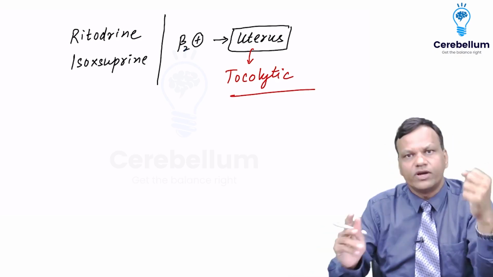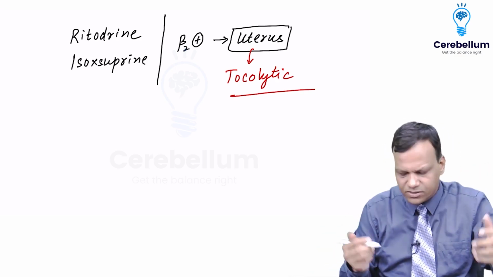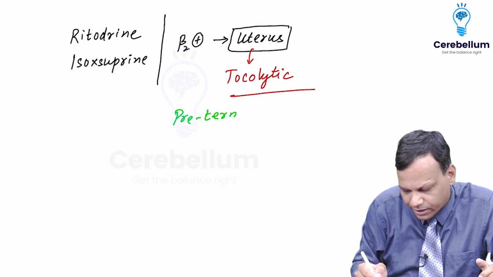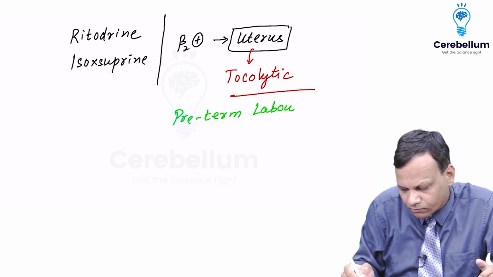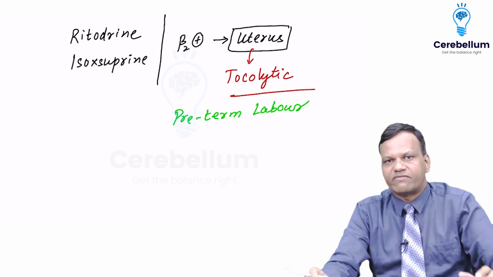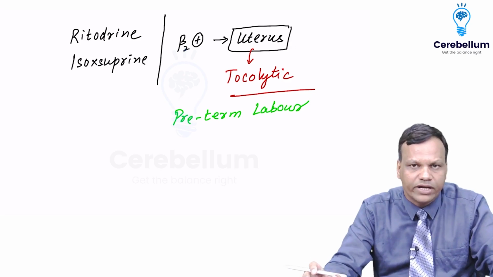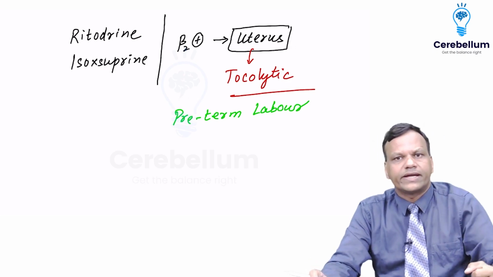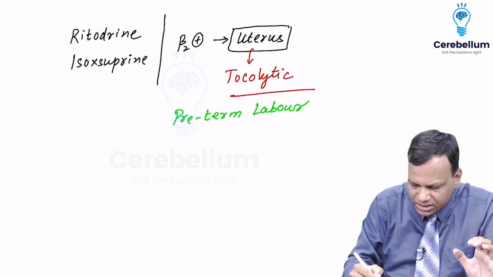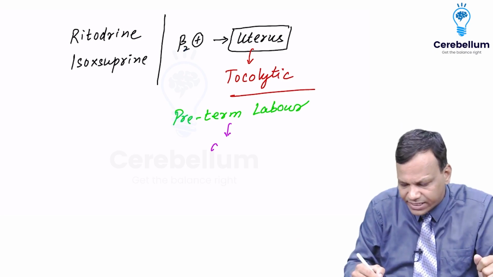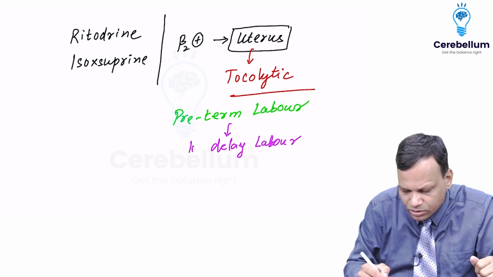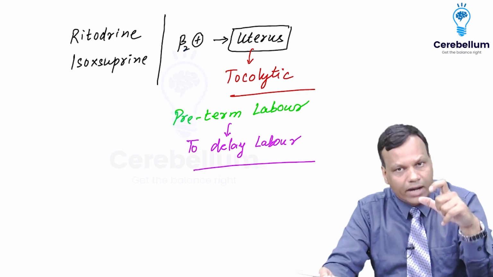And in which condition do you want to relax the uterus? Yes, we discussed earlier also, in case of preterm labor. So these drugs are used in preterm labor. Labor pains have started at 7 months and we do not want delivery now. So we give ritodrine-like drugs. They will relax the uterus and postpone the delivery. So we are using them to delay the labor so that the labor pains do not come now.